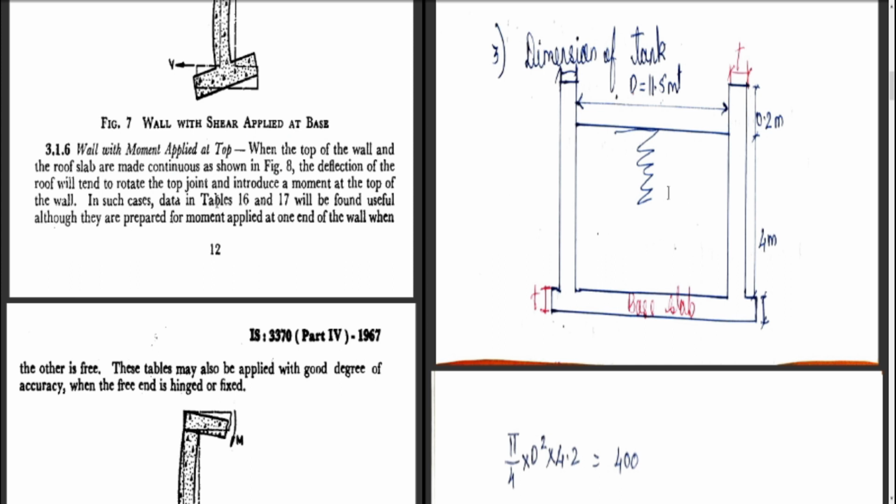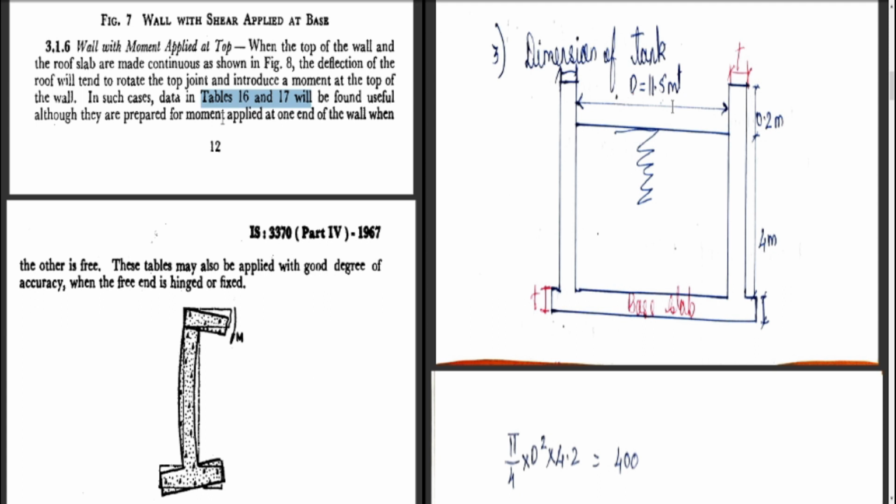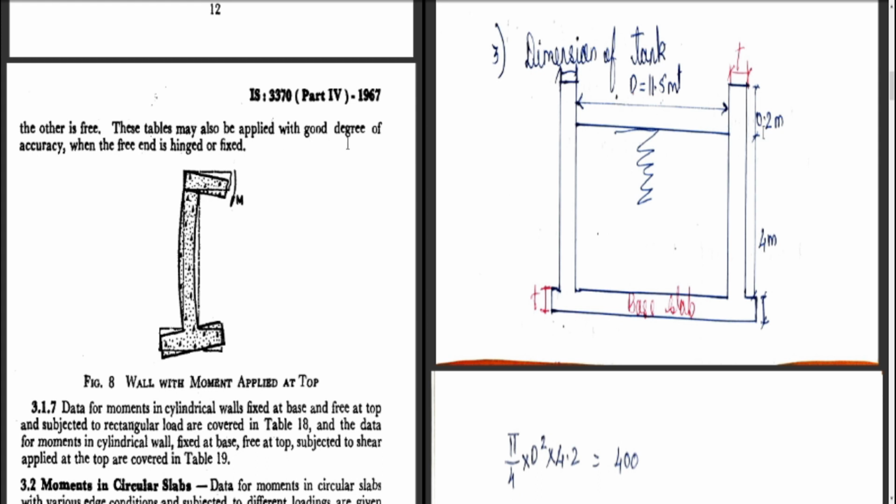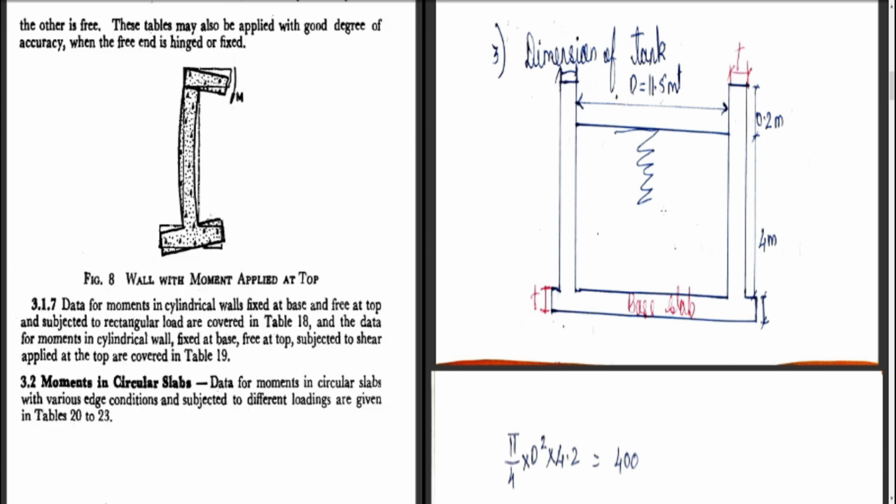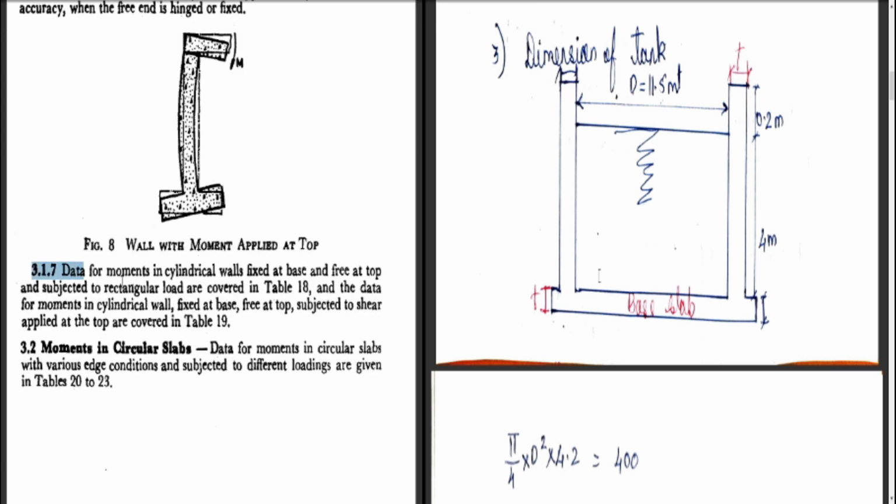In such cases, table number 16 and table number 17 will be found useful for preparing the applied movements at one end of the wall when the other is free. These tables may also be applied with a good degree of accuracy when the free end is hinged or fixed. 3.1.7, the data for movements in cylindrical walls fixed at the base and free at the top and subjected to rectangular load are covered in table number 18. And the data for movements in cylindrical walls fixed at the base, free at the top, subjected to shear applied at the top is covered in table number 19.